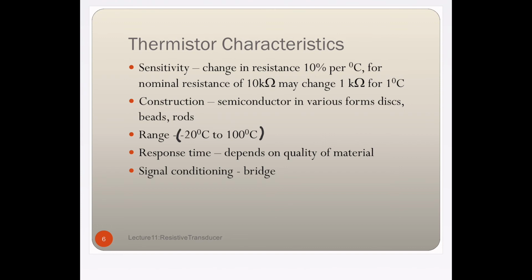The fourth characteristic is in terms of response time. For thermistor, we consider the response time to be fast, but it also depends on the quality of the material. Last one is in terms of signal conditioning. For thermistor, the output is in terms of change of resistance. In order to convert the resistance value to voltage, we will use a bridge circuit.